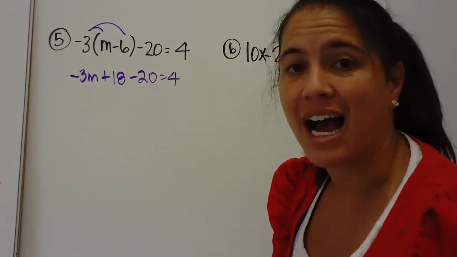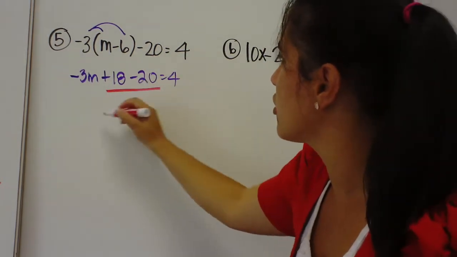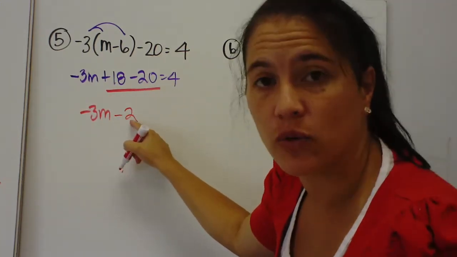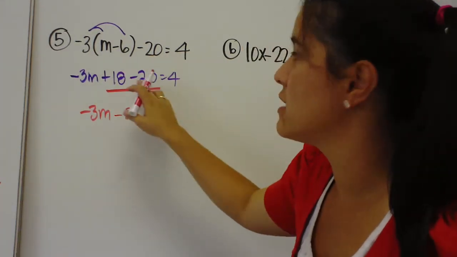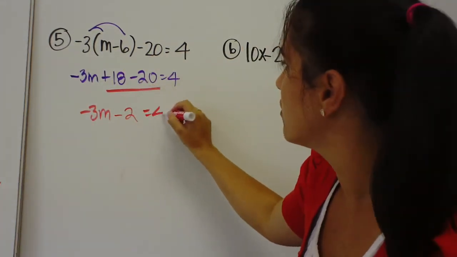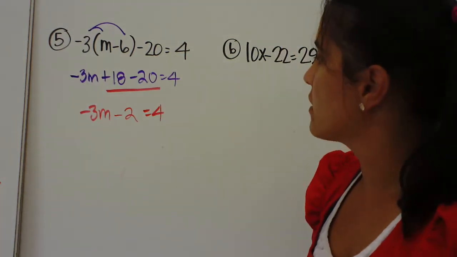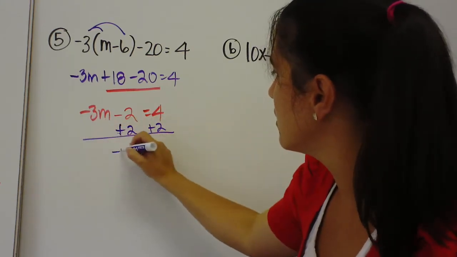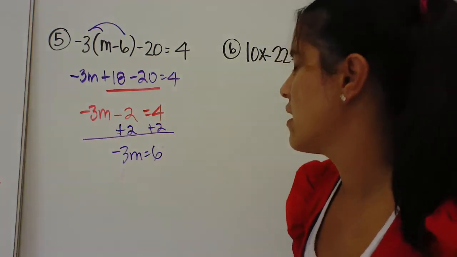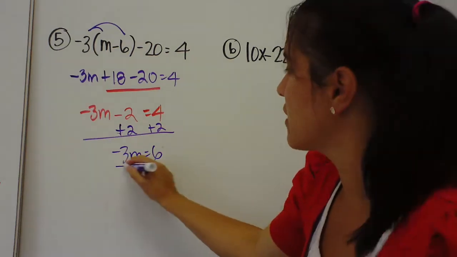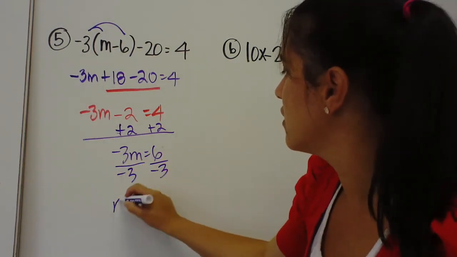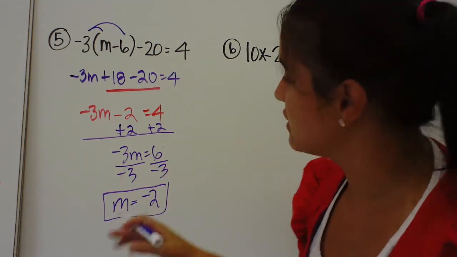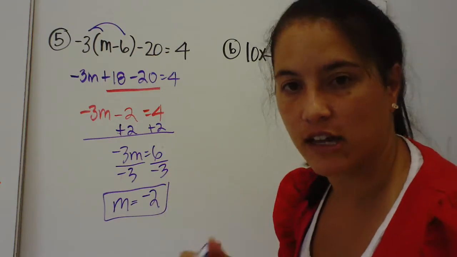Now I'm going to combine like terms. 18 minus 20 is a negative 2. Positive 18 minus 20 is a negative 2. So now I'm going to start the solving process. I'm going to add 2 to both sides. Now I have negative 3m equals 6. I'm going to divide by negative 3. And m equals negative 2, because 6 divided by negative 3 is negative 2.